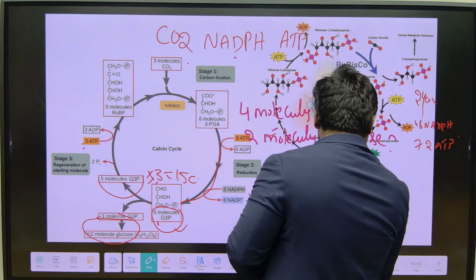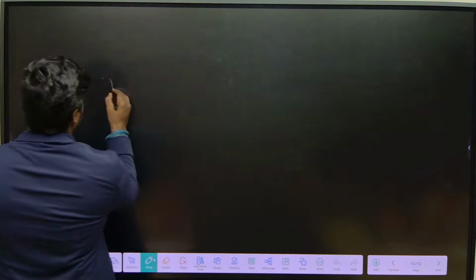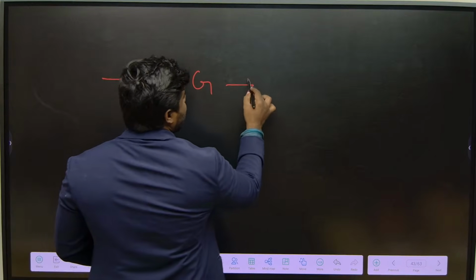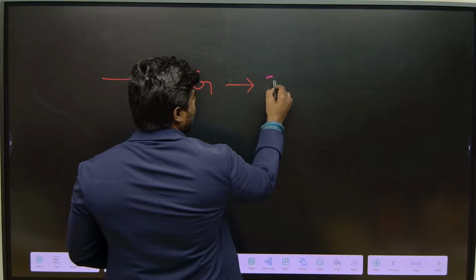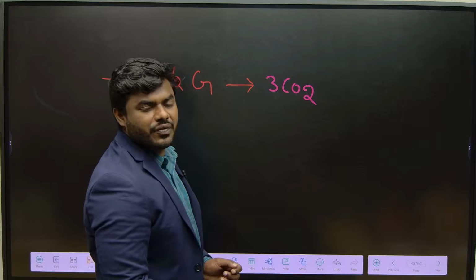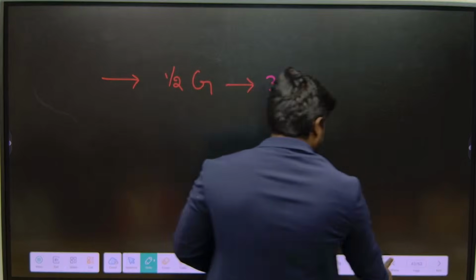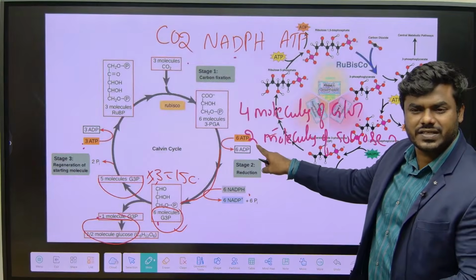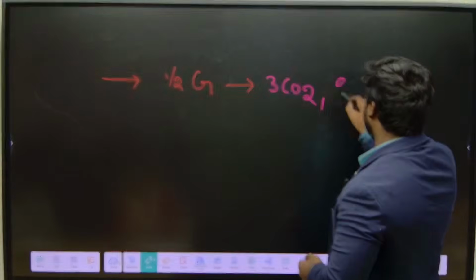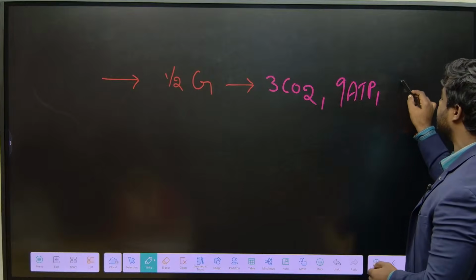So now how to calculate? First calculate for half glucose, then multiply for 1. For a half glucose, the cycle has to turn how many times? 3 times. So we require 3 carbon dioxide. For half glucose, how many ATP do we require? 9. We do not require 6. Here 6 in the reduction, 3 in the regeneration. So we require 9 ATP and how many NADPH? 6 NADPH.